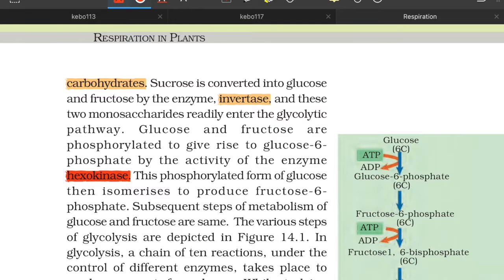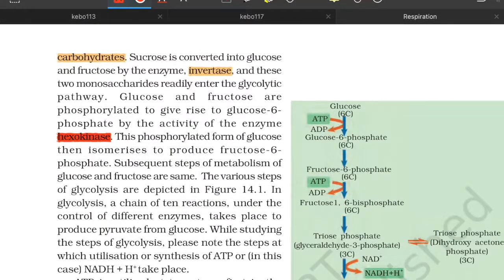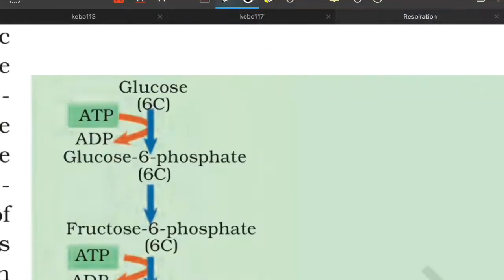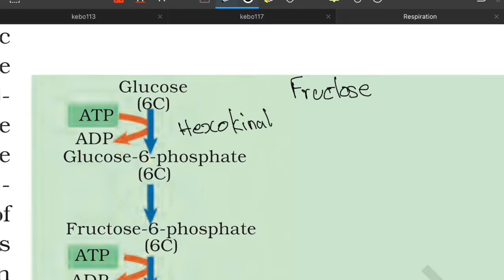Still dark, but it's okay. Hexokinase. This phosphorylated form of glucose then isomerizes to become fructose 6-phosphate. So there are two pathways. First, there is glucose and there is fructose. Both of them act under hexokinase only. What do they form? Glucose forms glucose 6-phosphate and this forms fructose 6-phosphate.